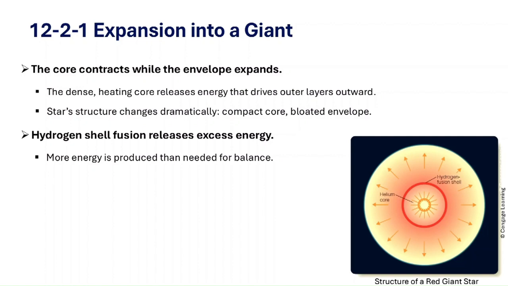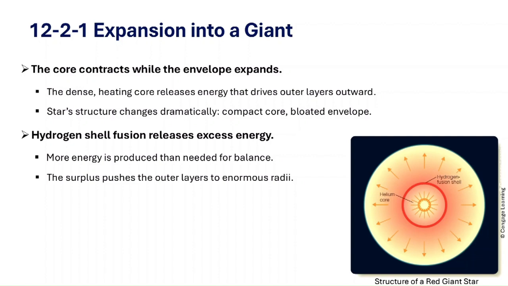And this shell fusion produces more energy than the star needs just to balance the gravity. So this surplus energy is what literally blows the outer layers outward. Imagine the star is so overpressured that it has to expand to release the extra energy.